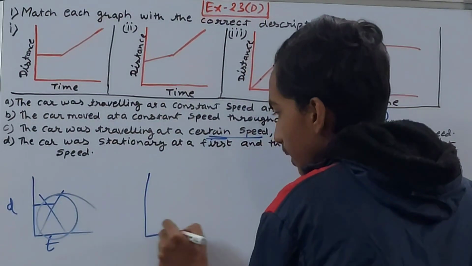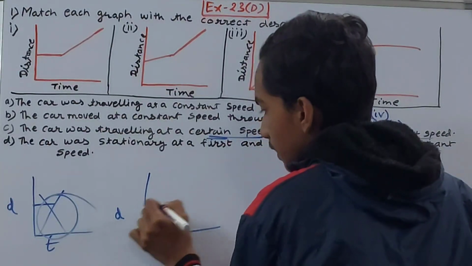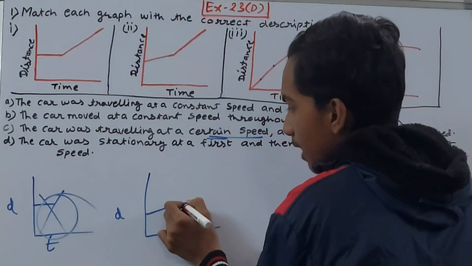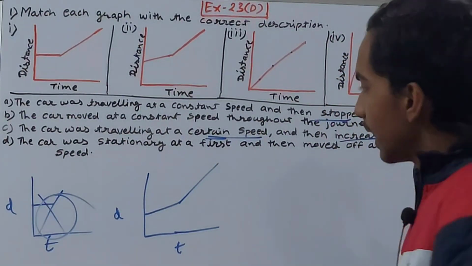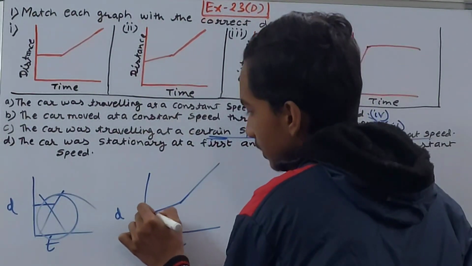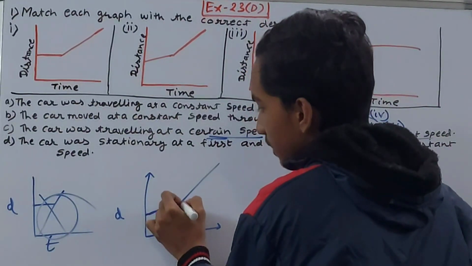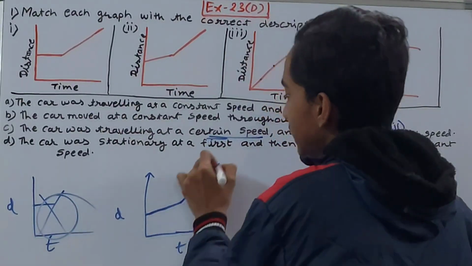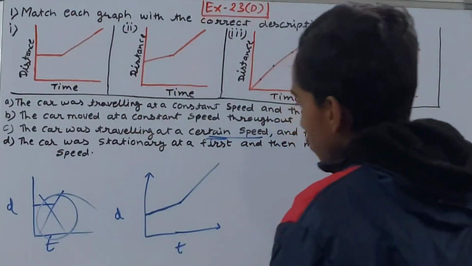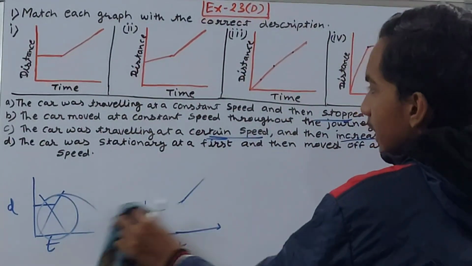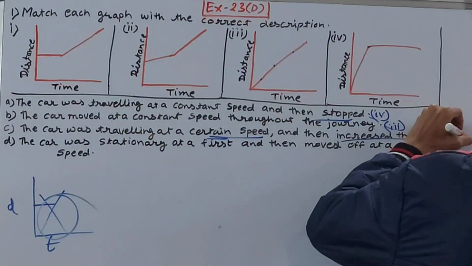You can see here what is happening, that as the time is increasing, the distance is increasing a little bit. Yes, it is going like this, and then after a point it goes straight up like this, very steep. So what does this indicate? It means that your speed was there for some time. Okay, it was traveling with a certain speed, and at this point the distance started to increase more and more with the time, so the speed will also increase. So that means what? For the third part, that the car was traveling at a certain speed and then increased that speed, it is coming in the second graph.